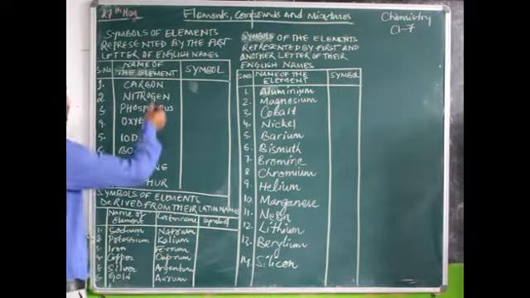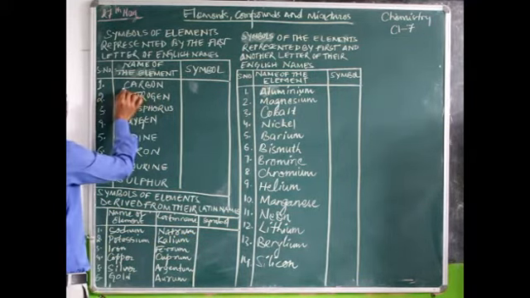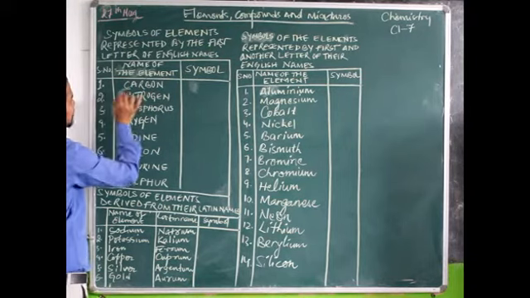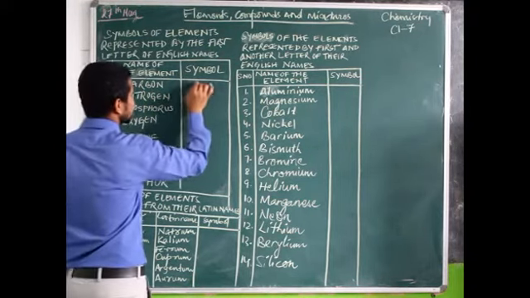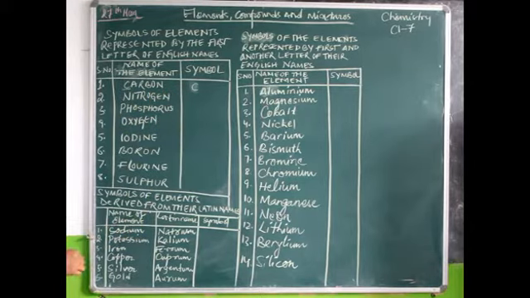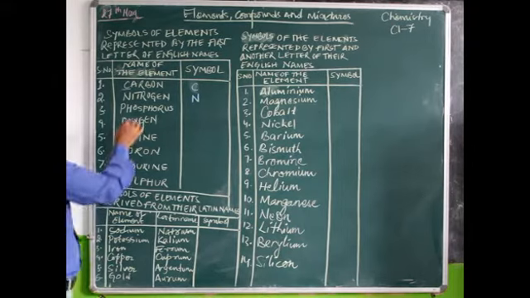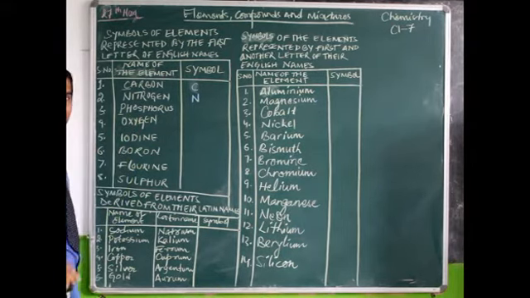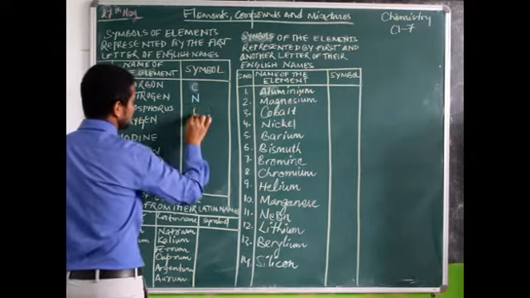First letter. So what is the first letter of carbon? C. So its symbol is C. And what is the first letter of nitrogen? It is N. So I'll be writing N here. And what is the first letter of phosphorus? It is P. So I write P.